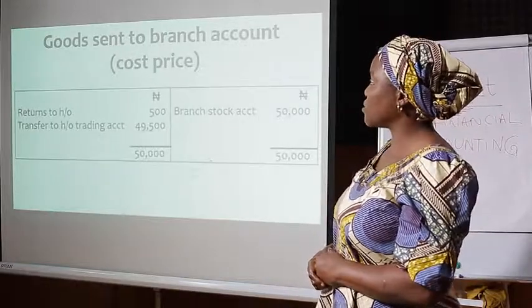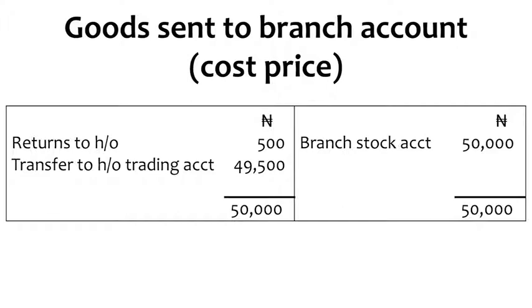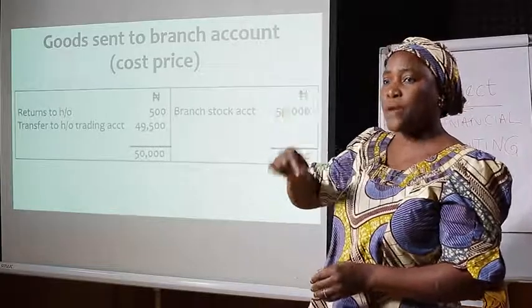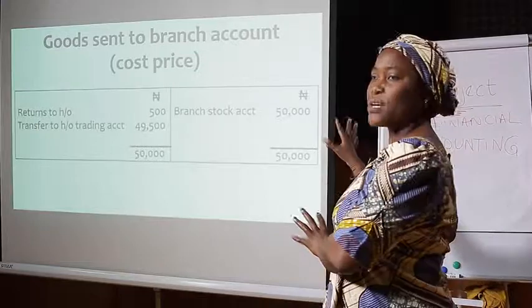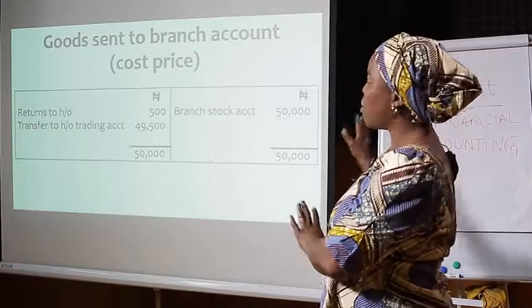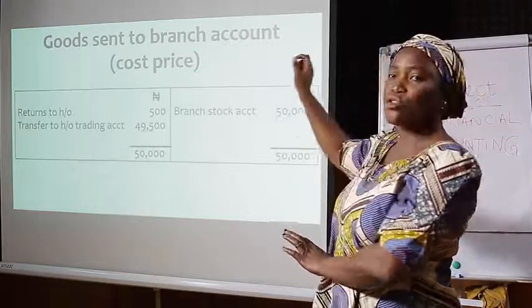Goods sent to branch account on the cost price is a T account where the goods sent is 50,000 naira on your credit side. Returns to head office is 500. You are taking every figure on the cost price. We are not doing any calculation on this. You are going to take every figure on the cost price. You pick according to your trial balance.